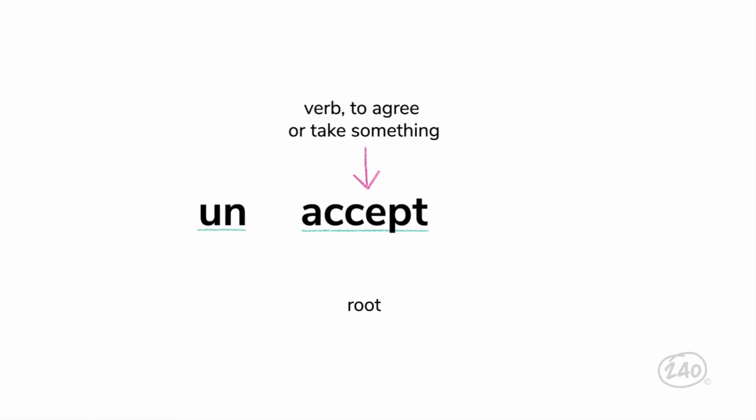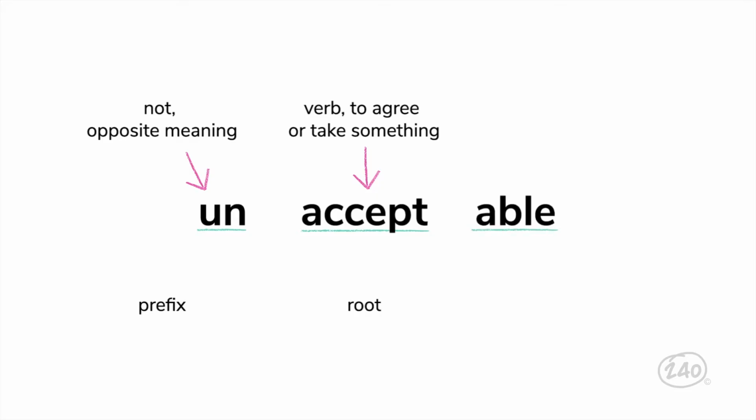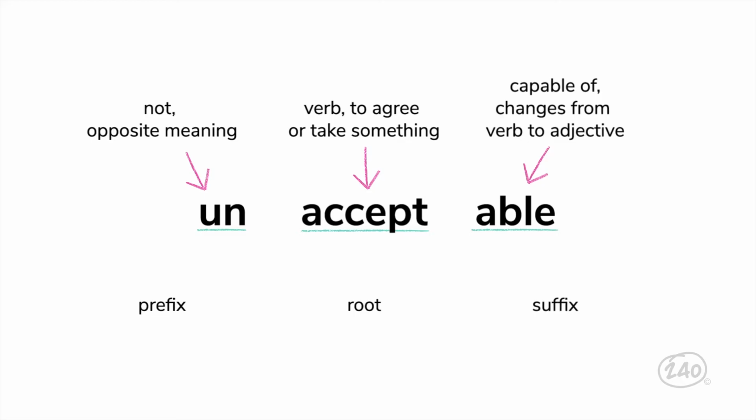Let's look at the word accept, which is to agree to take something. That can be a root. If we add the prefix un, that flips the meaning. Now, if we add the suffix able, that changes the overall word to an adjective.